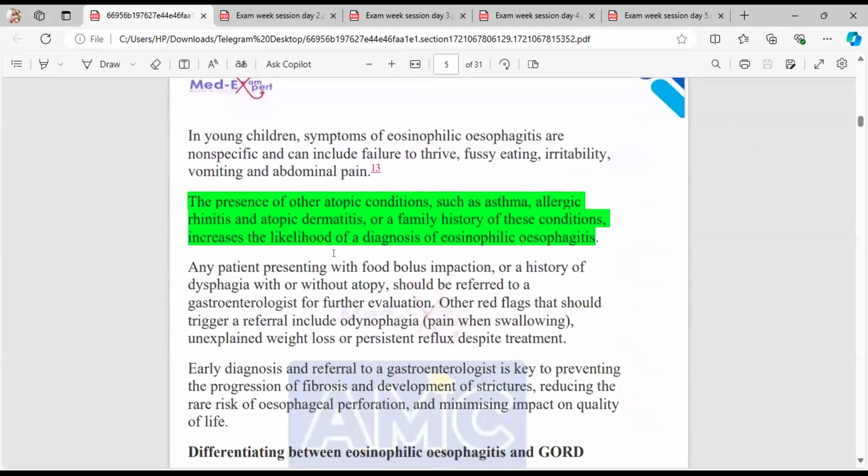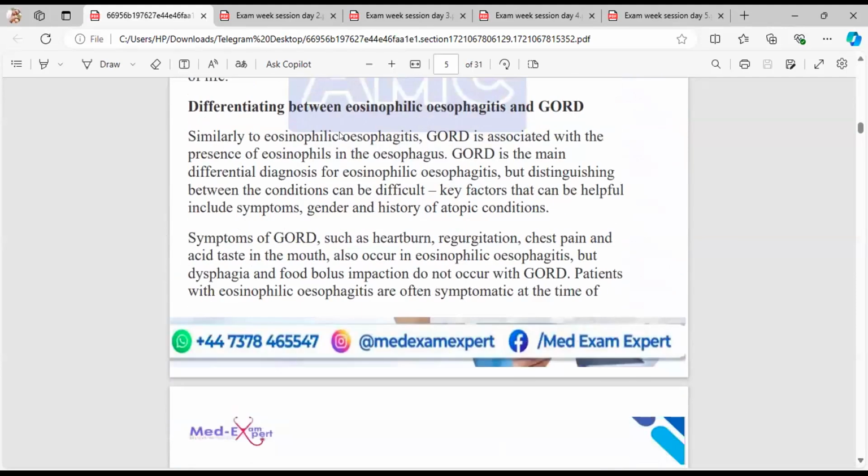The presence of other atopic conditions such as asthma, allergic rhinitis, and atopic dermatitis, or a family history of these conditions, increases the likelihood of the diagnosis of eosinophilic esophagitis. Not only the presence of these conditions, but also the family history makes the diagnosis of EoE more likely. Now, we need to differentiate between eosinophilic esophagitis and GORD. Therefore, we will go with the PPI trial first.